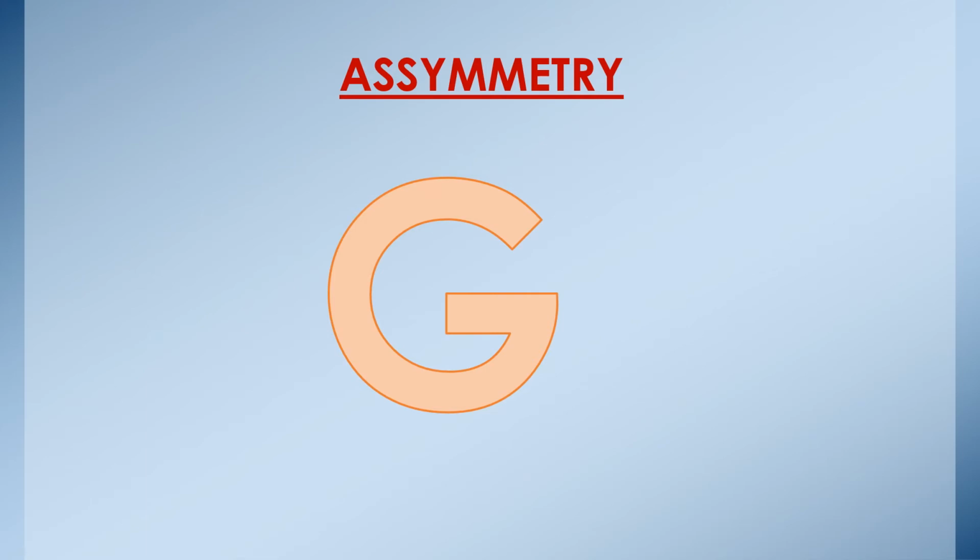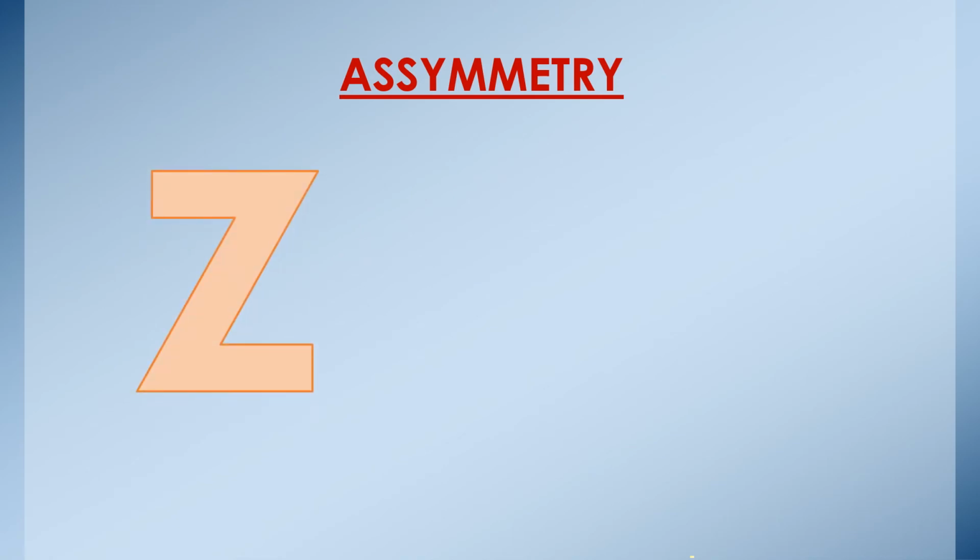Here is alphabet G. If we draw a dotted line in the middle of the letter G, one part of letter G does not fall exactly on the other part. So, letter G is asymmetric about this line. Here is an example of letter Z.